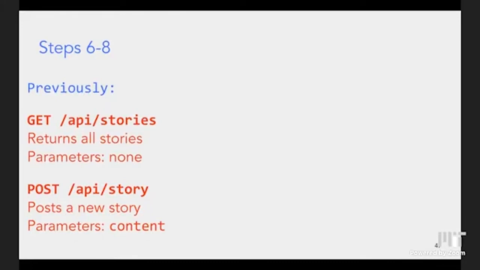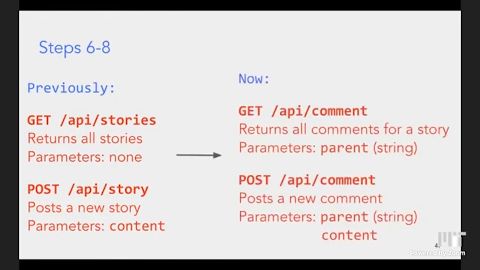So that's the parameter that we used. So now we're going to use some new API endpoints. We're going to use a GET request /API/comment to return all comments for a particular story. In this case, we actually need a parameter because we need to tell the database which story we're getting the comments from. We don't want all the comments batched together randomly. We want the comments for a specific story.